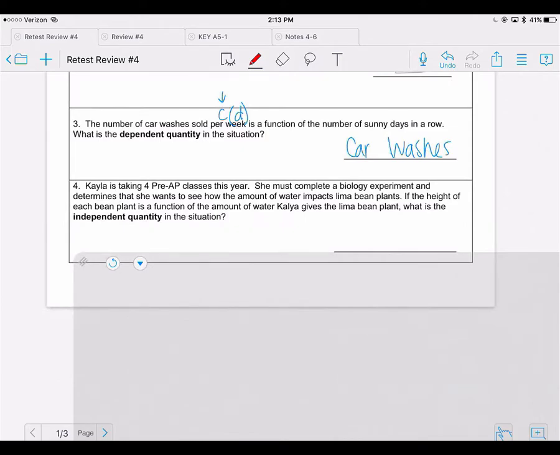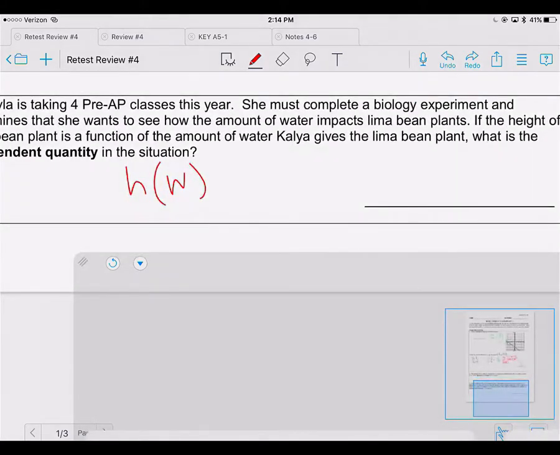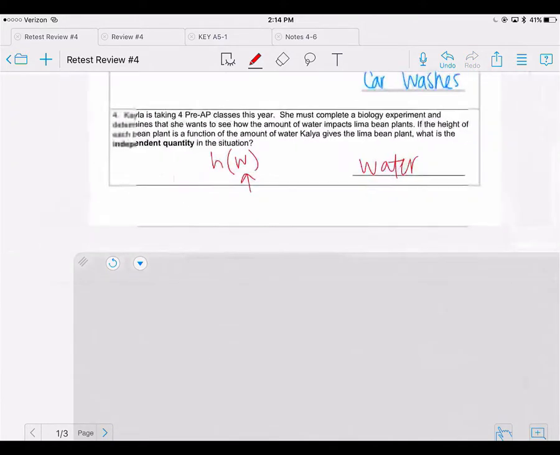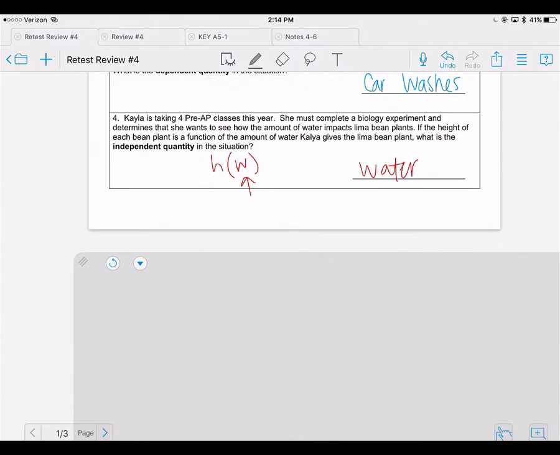4, Kayla is taking 4 pre-AP classes this year. She must complete a biology experiment and determines that she wants to see how the amount of water impacts a lima bean. If the height is a function of water, what is the independent? So the independent is on the inside. So water is on the inside and would be our independent variable.